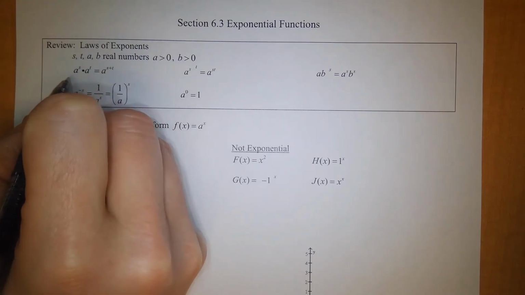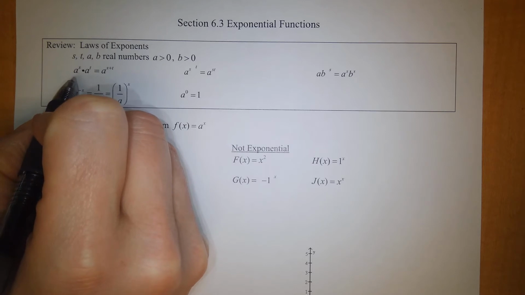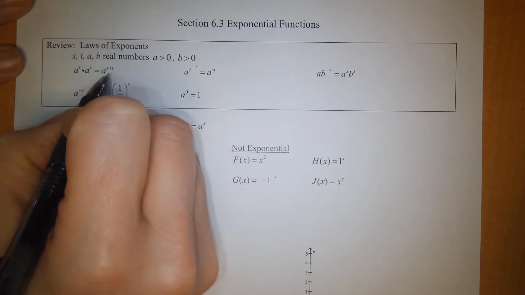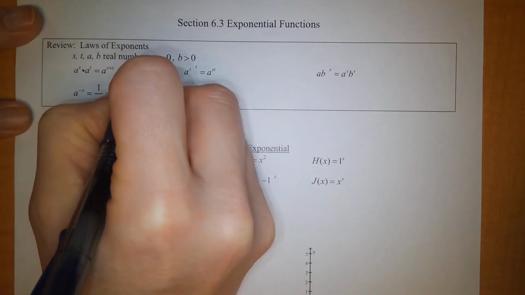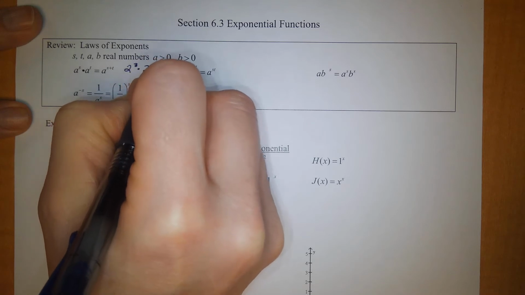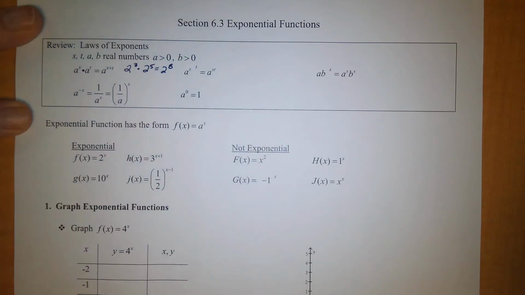When we multiply two of the same bases together with various exponents, we can add the exponents together. For example, 2 to the third power times 2 to the fifth power is equal to 2 to the eighth power.